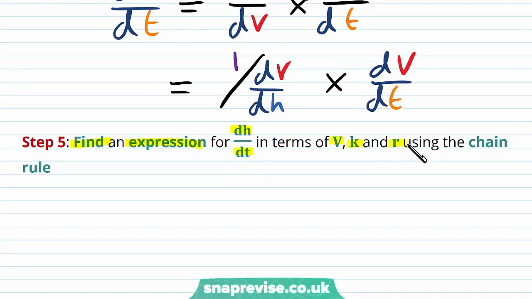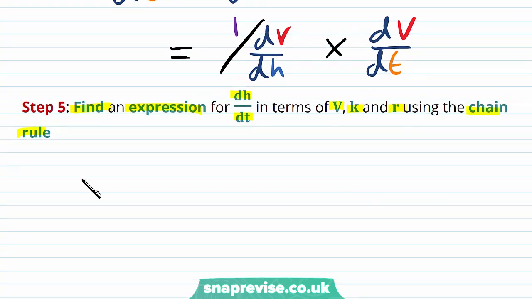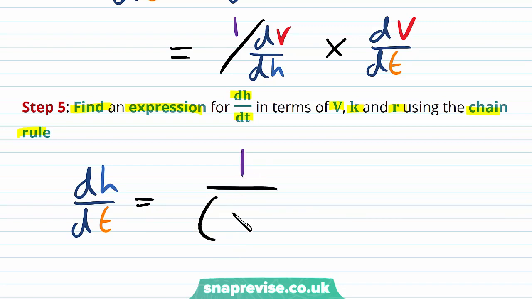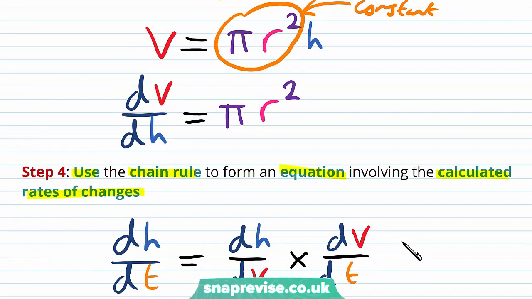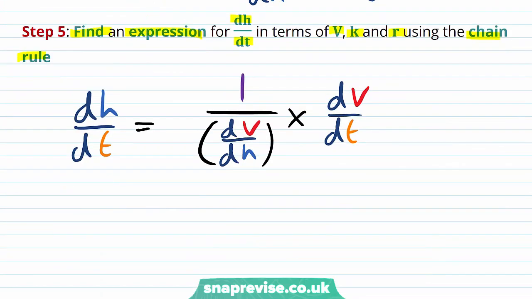Our fifth step is to find an expression for dh by dt in terms of V, k, and r using the chain rule. So our new version of the chain rule is that dh by dt is equal to 1 divided by the whole thing of dV by dh, and then we multiply by dV by dt. Now what we need to do is to substitute in our results. dV by dh we have as equal to pi r squared. So we get a 1 divided by pi r squared in accordance with the formula.